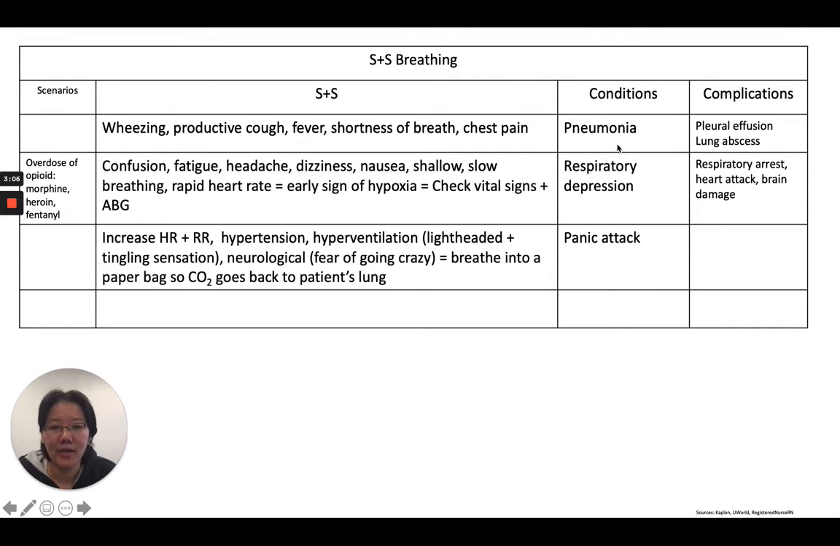Again, signs and symptoms, breathing. Scenario, respiratory depression. The scenario could be an overdose of certain opioids like morphine, heroin, and fentanyl. And then they will give you signs and symptoms, and then what would you do? I put complications here because you need to know complications in order to answer who do you see first. You see the complications, and whichever is more severe, that usually is the one. Of course, airway, breathing, circulation usually is the first line.